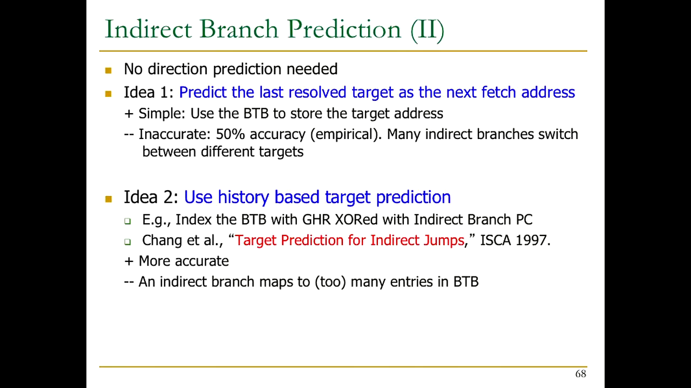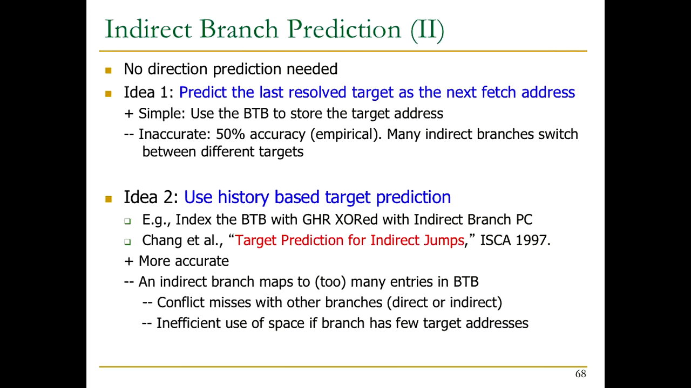Now, the downside is an indirect branch may map to too many entries in the branch target buffer, right? And you cause interference. You may cause conflicts with other branches. So you can actually reduce your conditional branch prediction accuracy by increasing your indirect branch prediction accuracy. So a lot of processors actually have a separate indirect branch target buffer to ensure that they don't reduce the conditional branch prediction accuracy while they're doing this prediction. So now you have two branch target buffers. Okay, and also you may actually use the space inefficiently if the branch has few target addresses.